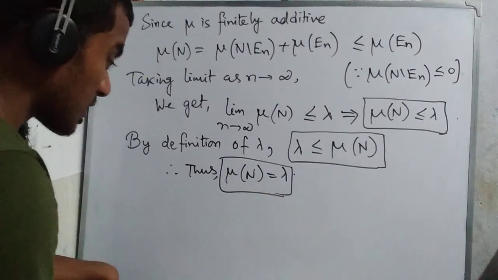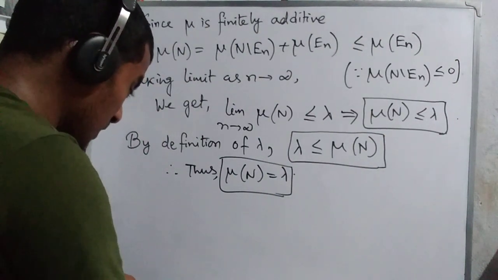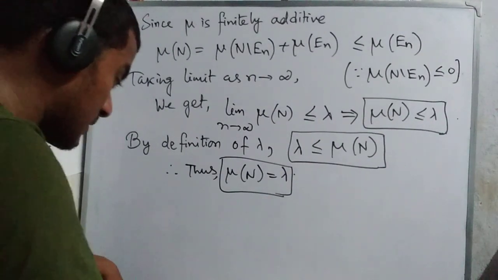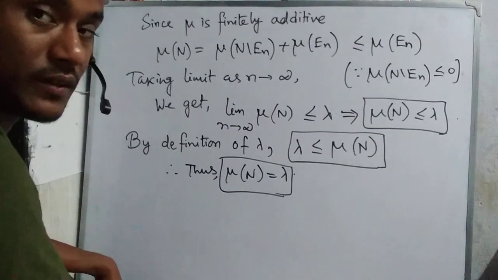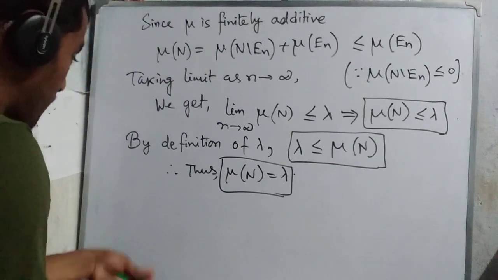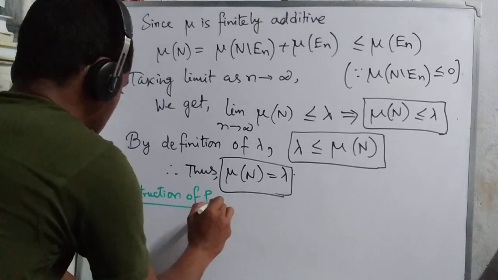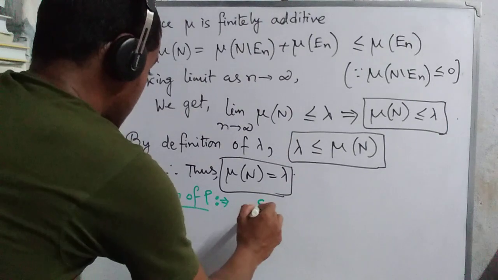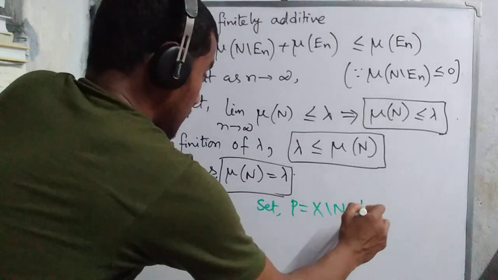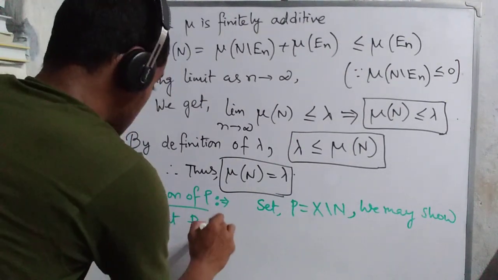Now we go to the construction of P. We find N equal to the union of e n, where e n is a sequence in N_A, and N_A is the infimum of mu e, where e belongs to the set of all negative sets of X. Now we write the construction of P. Set P equal to X minus N. We want to show that P is a positive set.